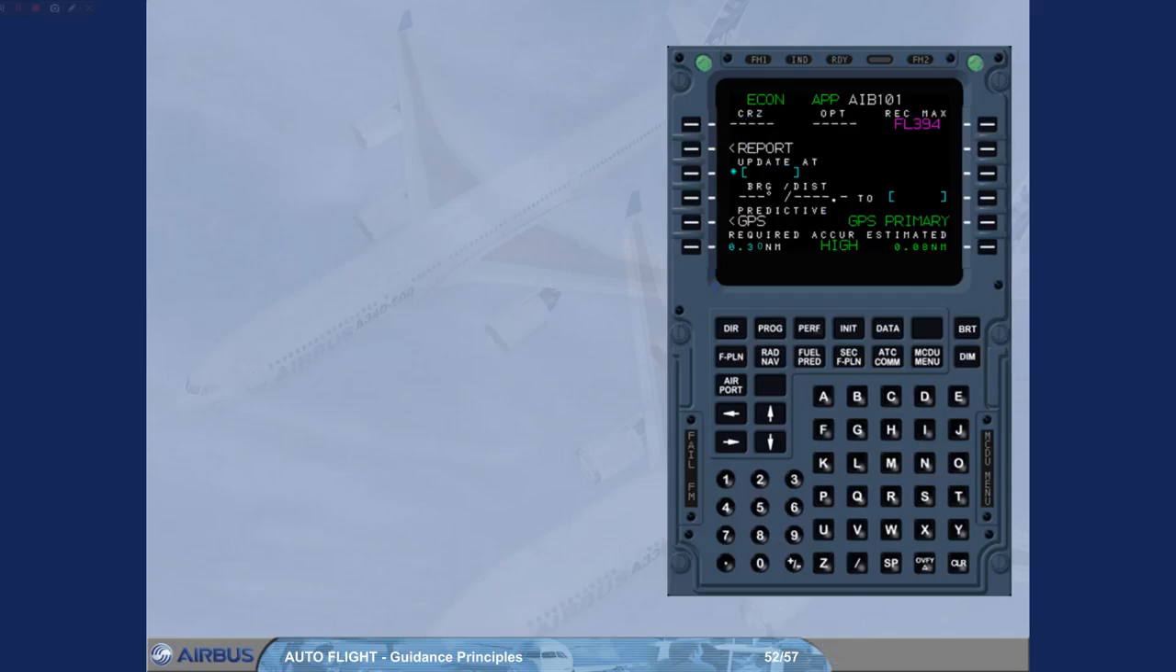Navigation accuracy must be cross-checked using raw data information versus the FMS position, unless GPS primary is displayed. If navigation accuracy is cross-checked low, the approach must be flown using selected modes, heading vertical speed or track flight path angle.